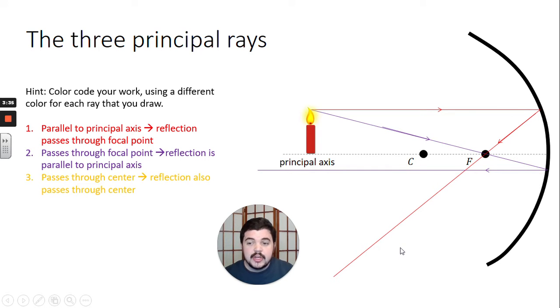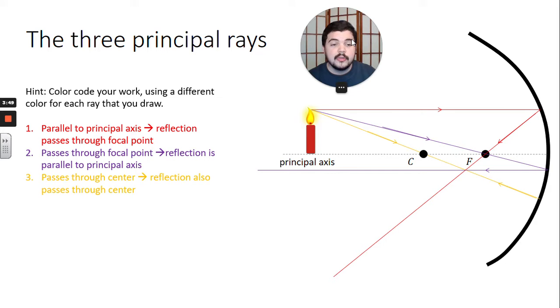Number 3, we should draw a light ray that passes through the center of the circle because we know that that's going to be along the normal line. And since it's along the normal line, it's going to reflect back the same way it came. And so those are 3 light rays. They all converge there. And it turns out that every single light ray from this candle that bounces off of our mirror is going to converge at that point. And so we get an image of our candle at that point of convergence. That's where our eyes would see the image of the candle.